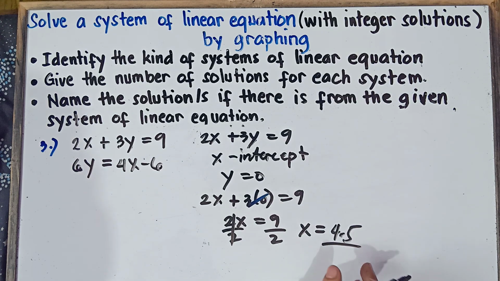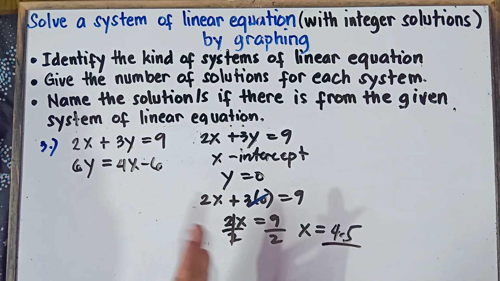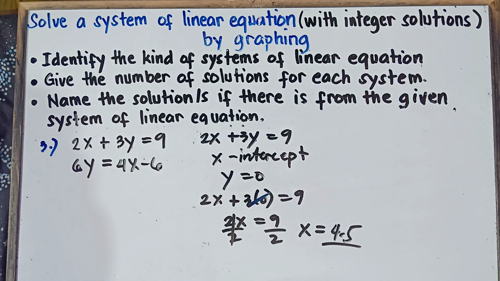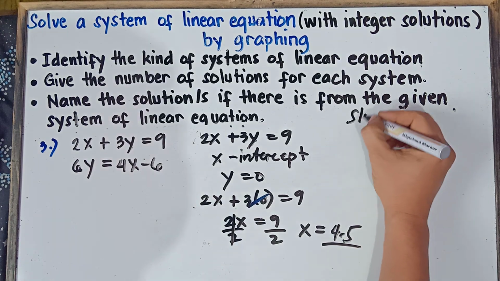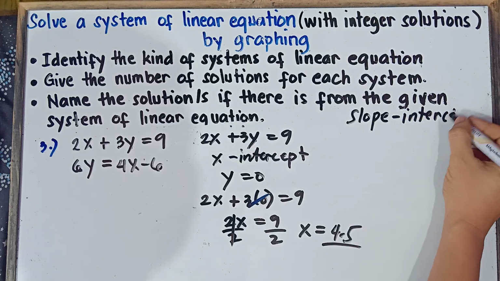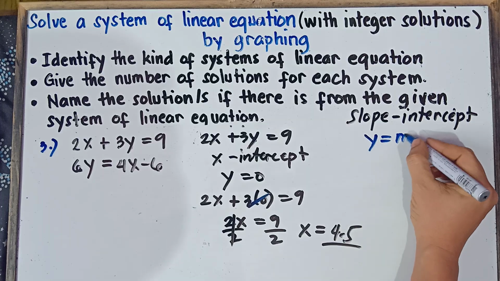So therefore, class, when you solve for the x-intercept and the y-intercept and the answer is a decimal, it's better for you, class, to choose another way. So we can choose the slope-intercept form for us to draw the graph of the line. Just remember, class, the equation for slope-intercept form, that would be y equals mx plus b.